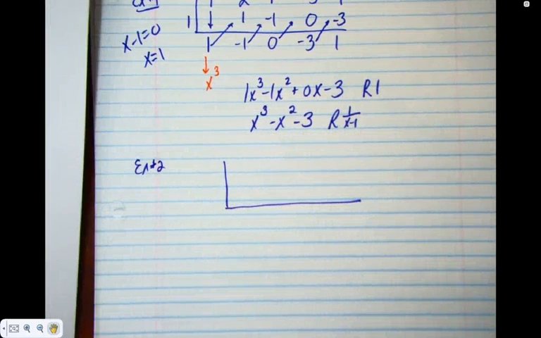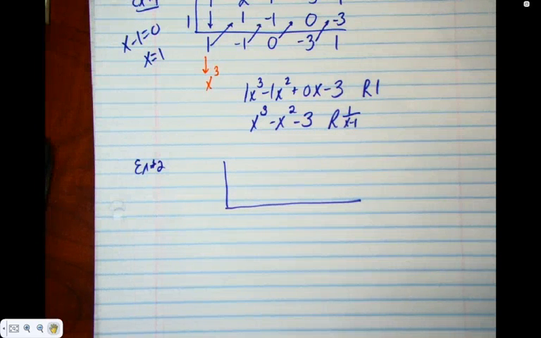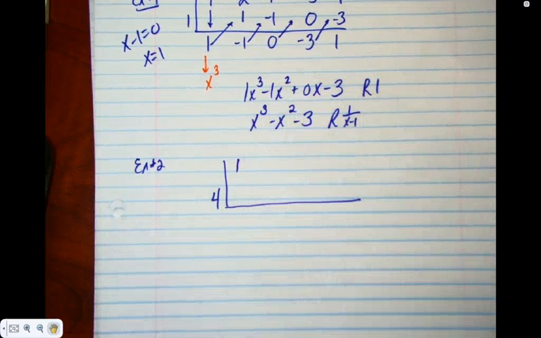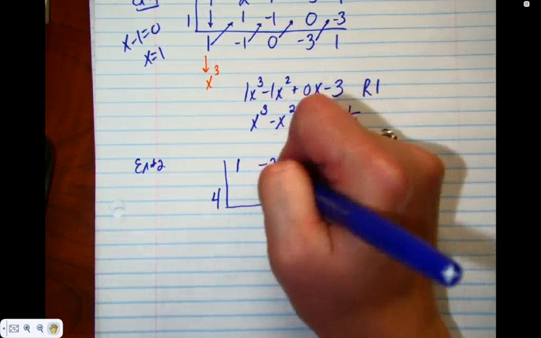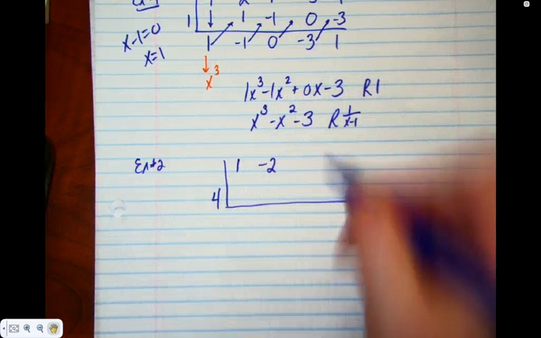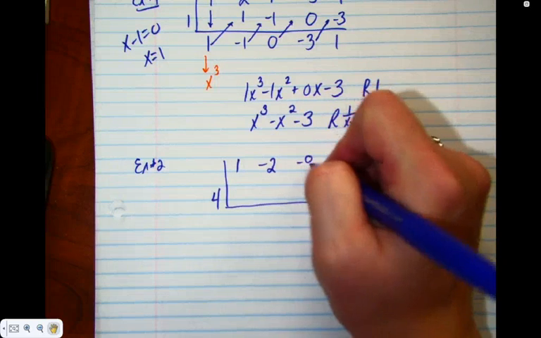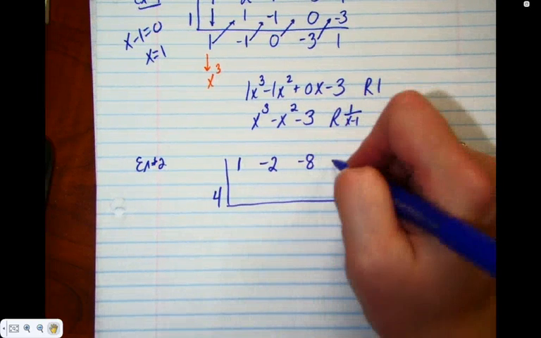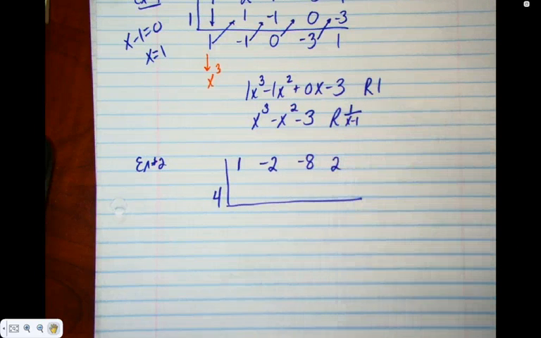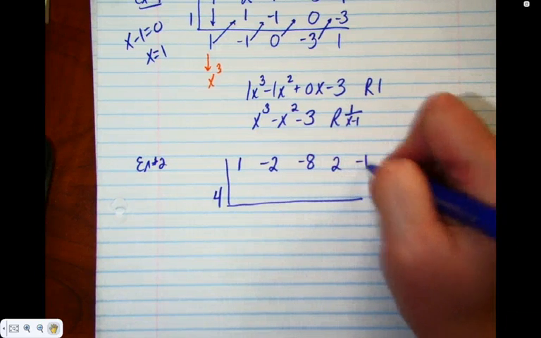What goes on the outside for this example? What goes on the inside? So look through all those exponents. Which one's the highest? The x to the 4, so the coefficient of x to the 4 is 1. What has to come next? The negative 2, because that's your x cubed, followed by negative 8 for your x squared, 2 for your x, and negative 1.